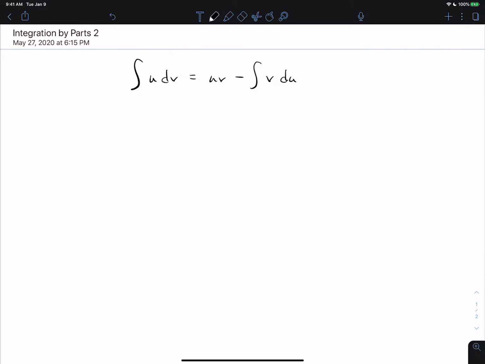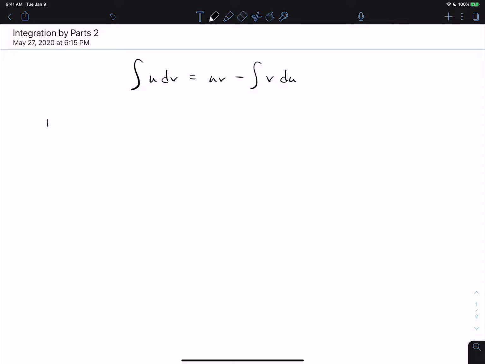This is the second video on integration by parts. Before watching this video, you should make sure you're comfortable using the formula that you're seeing on the screen. In the first video, we derived that formula and worked on the mechanics of how exactly we use that in a problem.